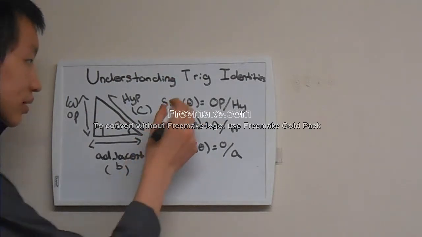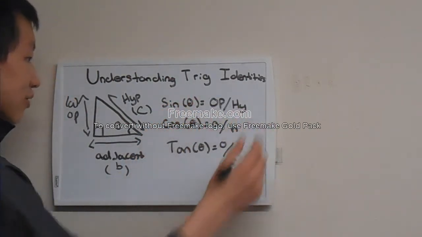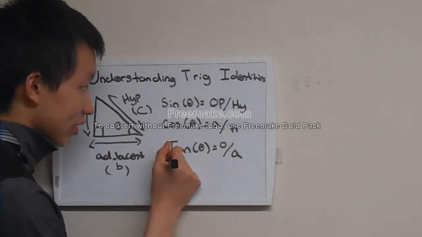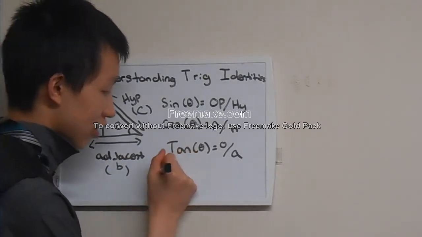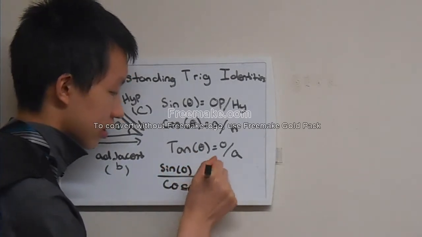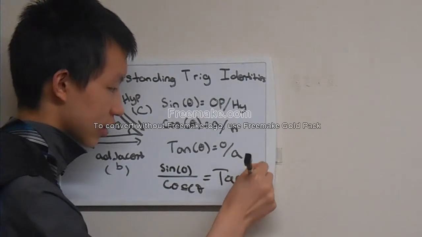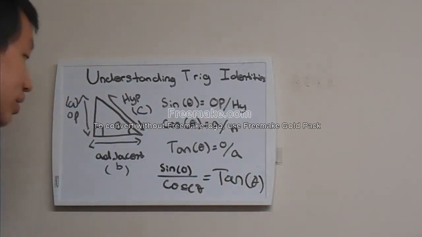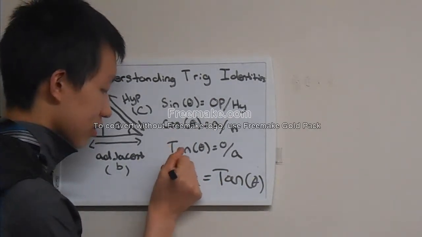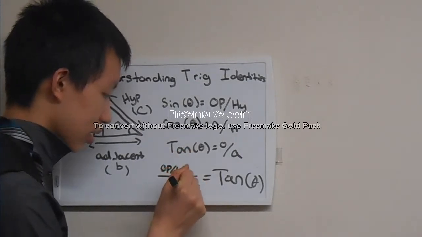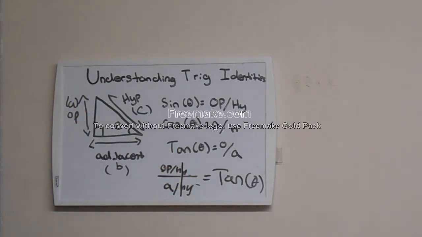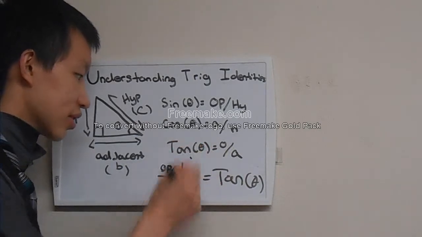So using what we know, that sine is opposite over hypotenuse and cosine is adjacent over hypotenuse, we can figure out, if we put this into an equation, that sine of theta over cosine of theta is equal to tangent of theta. To prove this, let's put the SOHCAHTOA into this. Let's replace sine and cosine with opposite over hypotenuse and adjacent over hypotenuse. Due to this, the two hypotenuses will cancel out, leaving us opposite over adjacent, which is tangent of theta.